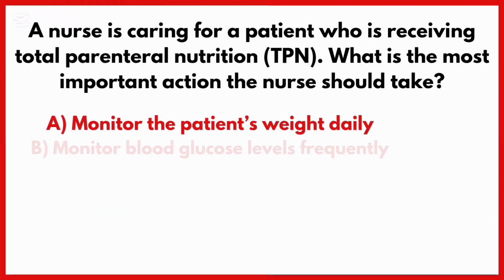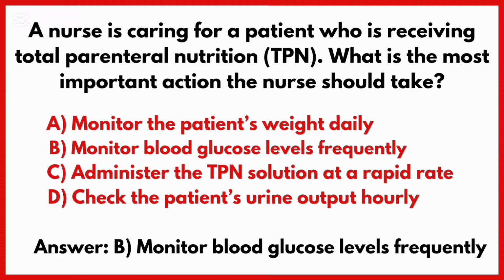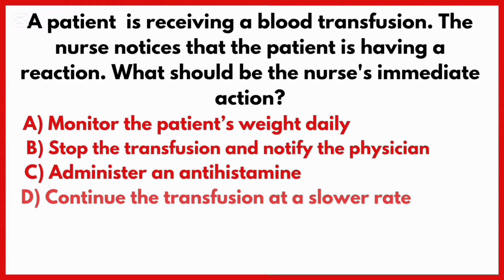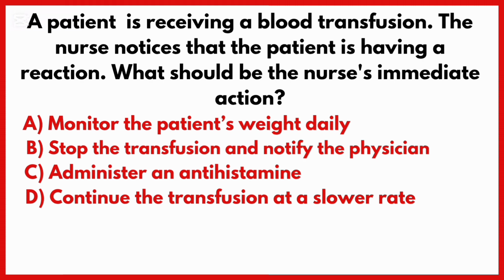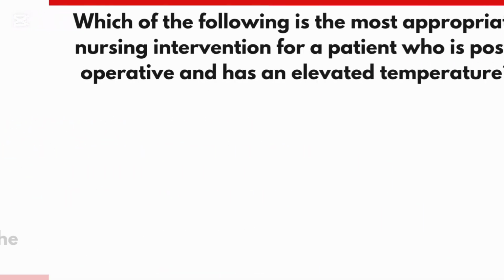A nurse is caring for a patient who is receiving total parenteral nutrition. What is the most important action the nurse should take? Correct answer is option B. Monitor blood glucose levels frequently. A patient is receiving a blood transfusion. The nurse notices that the patient is having a reaction. What should be the nurse's immediate action? Correct answer is option B. Stop the transfusion and notify the physician.